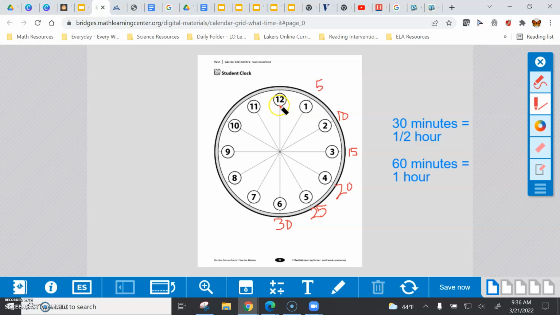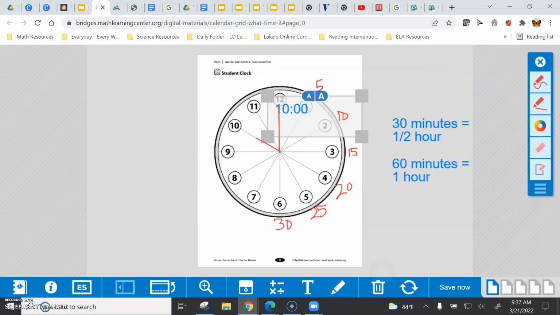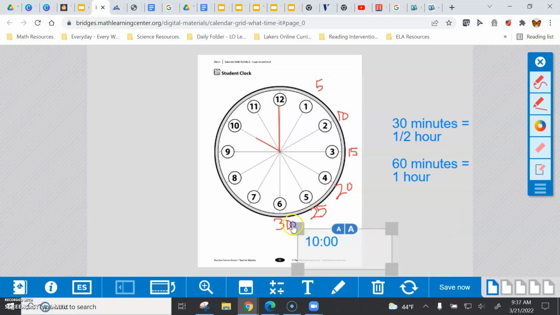Let's try another. What if we said, 10 o'clock? The big hand would be coming from the 12, and the little hand will be pointing on the 10. This is 10 o'clock. That's the time on here now.